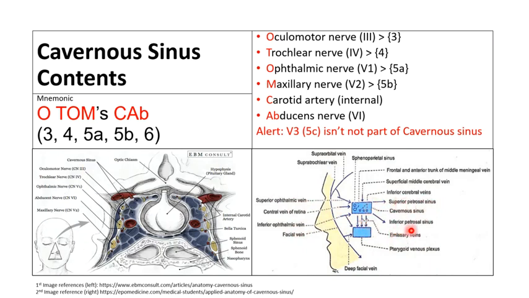and it drains into the superior petrosal sinus and inferior petrosal sinus, and then these sinuses further drain into the sigmoid sinus, which ultimately drains into the internal jugular vein.